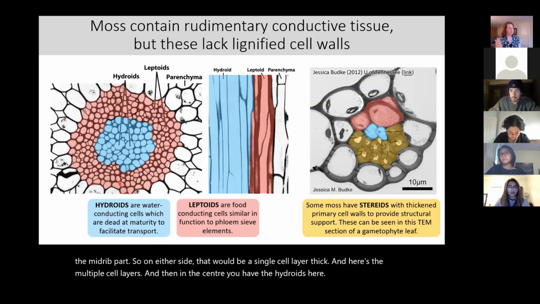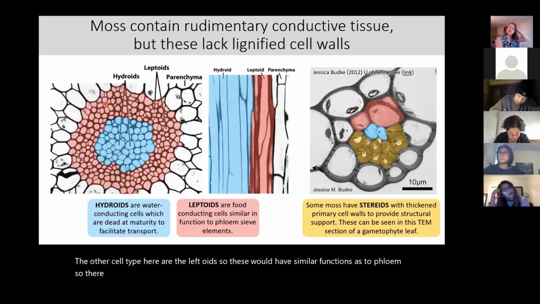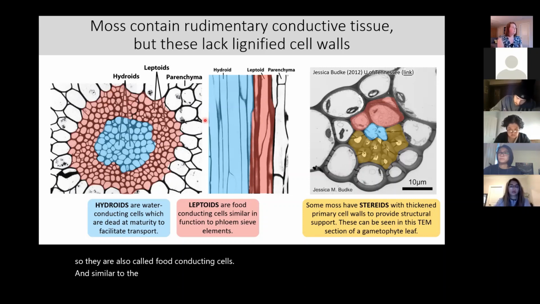The other cell type here are the leptoids. These would have similar functions to phloem, so they're also called food conducting cells, and similar to the phloem sieve elements. But again, they're not the same as phloem. They evolved independently.